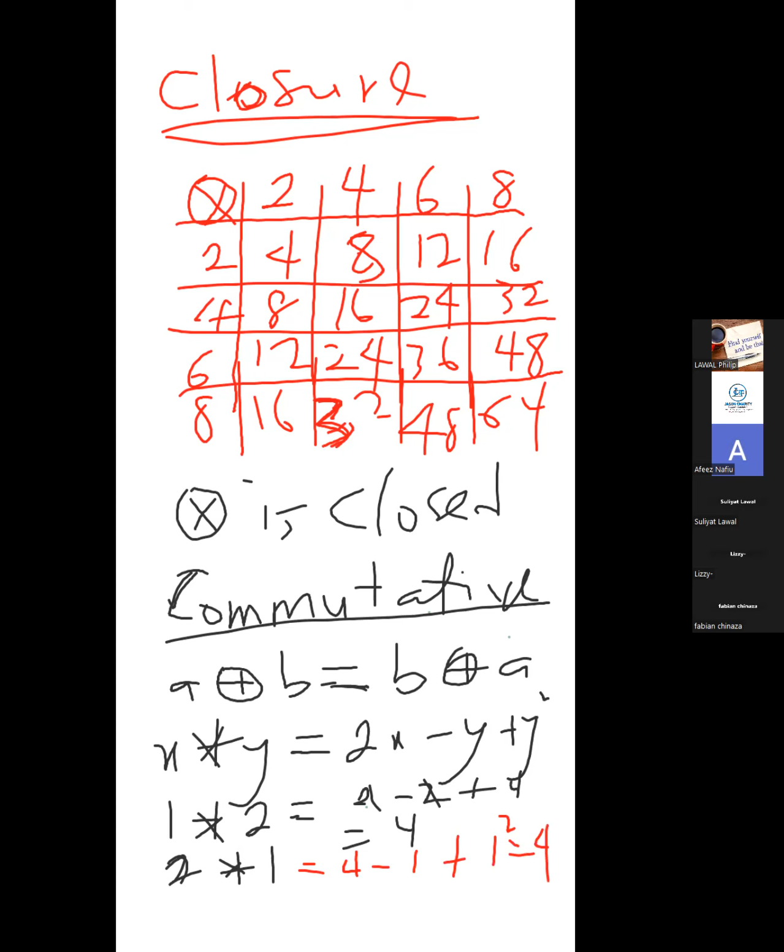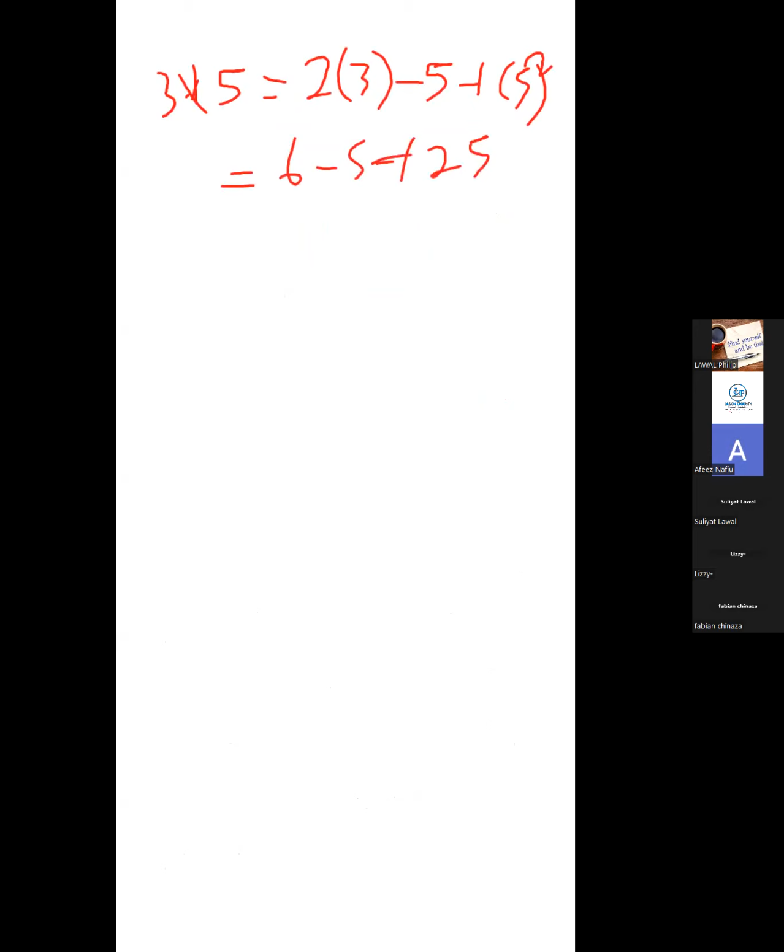Now, let's use another number. This same thing, 2x minus y plus y squared. Let's use 3 and 5. New one. So I have 3 star 5. So I'm expecting to have 2 into 3, minus 5, plus 5 squared. My time is almost off. So this will now give me 6 minus 5 plus 25. And that will give you 6 minus 5 is 1. 1 plus 25 is 26.